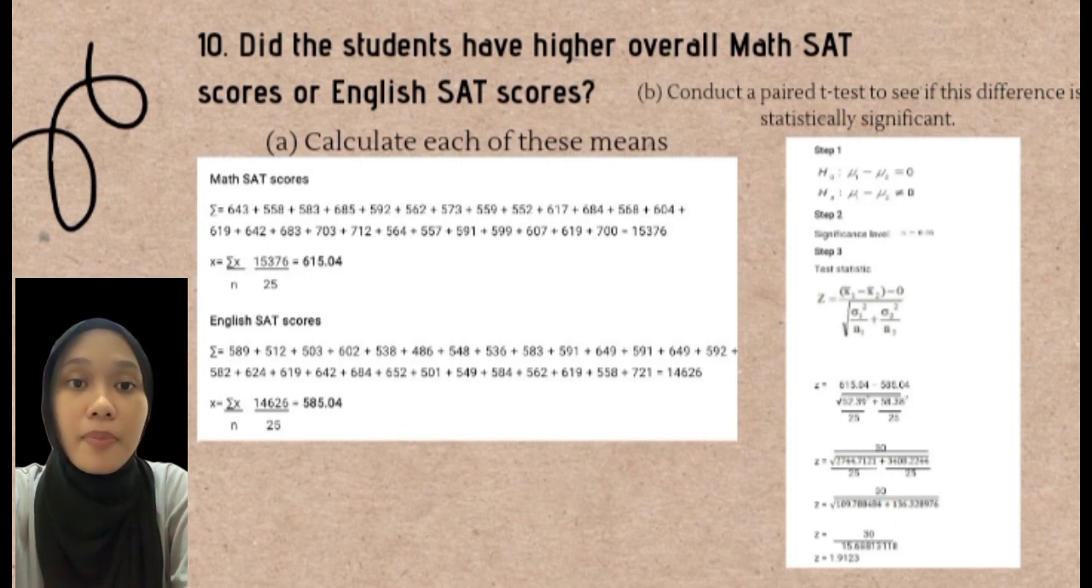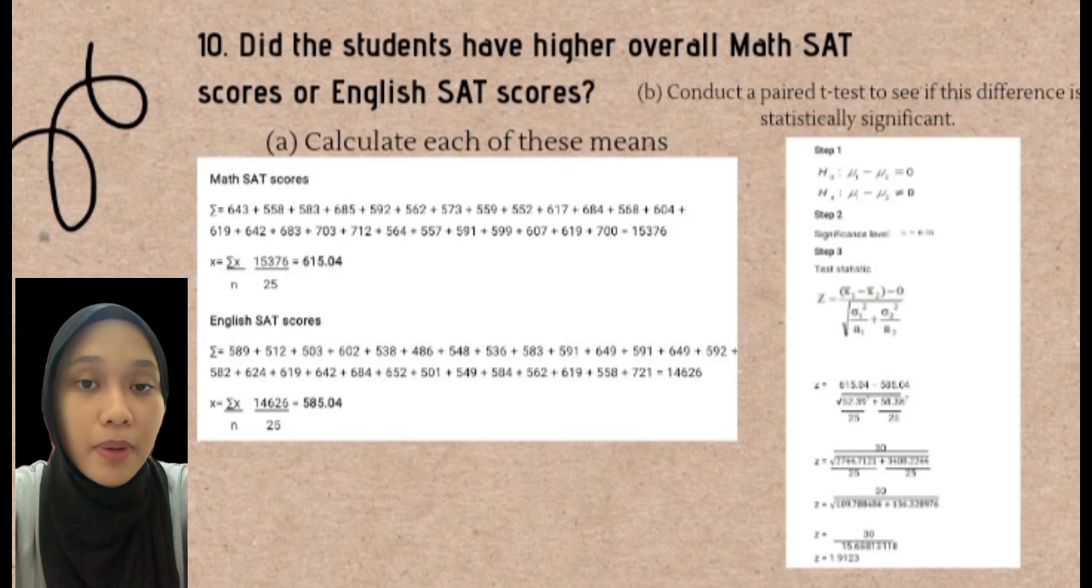15376 divided by 25, and we will get 615.04. Also, we need to calculate the mean English SAT scores using this formula: 14625 divided by 25, and we will get 585.04. So based on this answer, we can conclude that students had higher overall Math SAT scores of 615.04 rather than English SAT scores of 585.04.